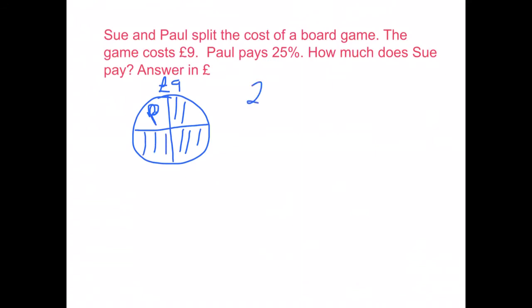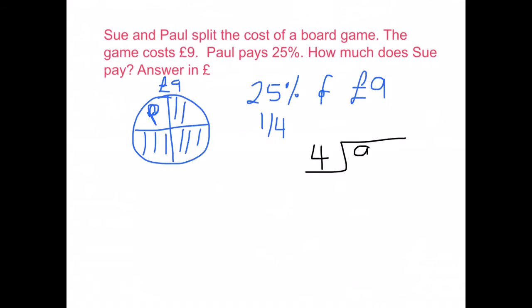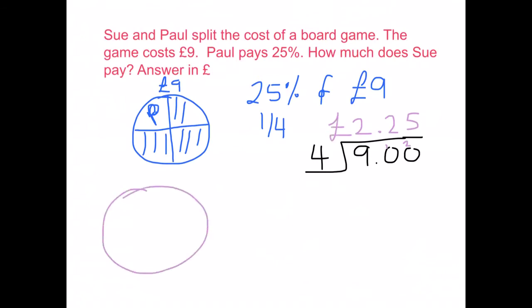So if we work out what Paul's 25% of £9 is first, 25% we know is 1/4. So 4 into £9. 4 into 9 goes twice, 1 over. 4 into 10 goes twice, 2 over. 4 into 20 goes 5 times. So Paul pays, we can show it in a pie chart, £2.25. We have to work out then how much Sue pays by adding up all the rest.